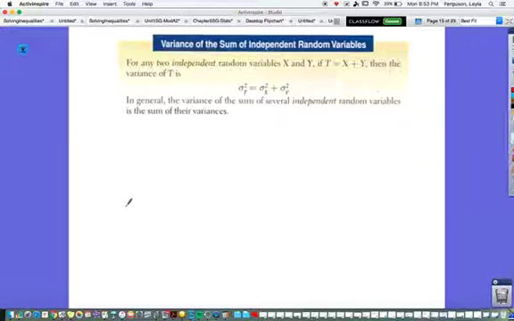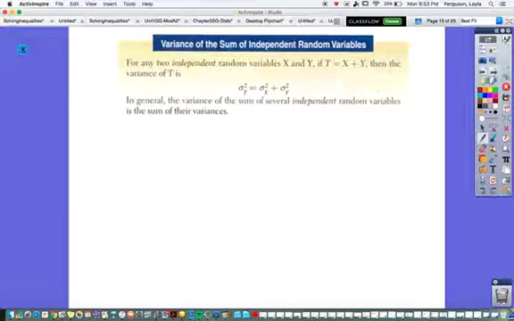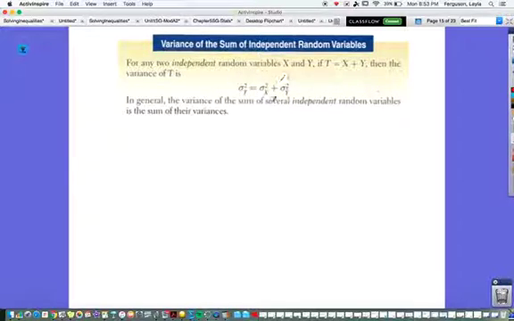Variance of the sum of independent random variables. So for any 2 independent random variables, x and y, if t is equal to x plus y, then the variance of t is equal to the variance of x plus the variance of y. In general, the variance of the sum of several independent random variables is the sum of their variances, which is a lot harder to actually say than this right here. So if you want the variance of the total, then you would add up the variance of each one.